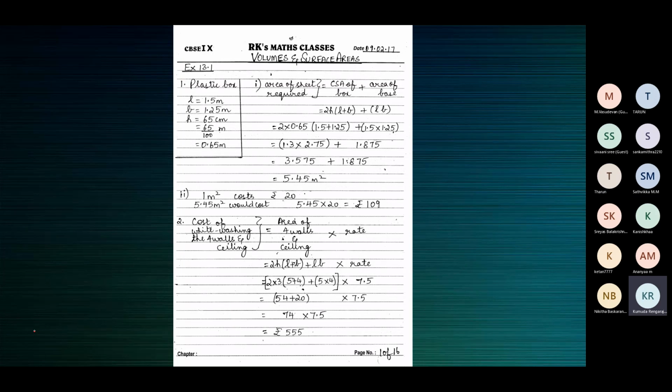The second question reads like this. The length, breadth, and height of a room. So cuboidal room, because you can see the length is 5 meters, breadth is 4 meters, and the height is 3 meters. Find the cost of whitewashing the walls of the room and the ceiling.